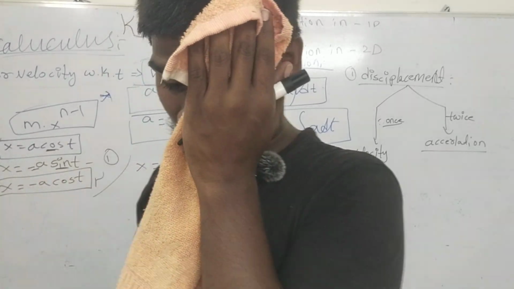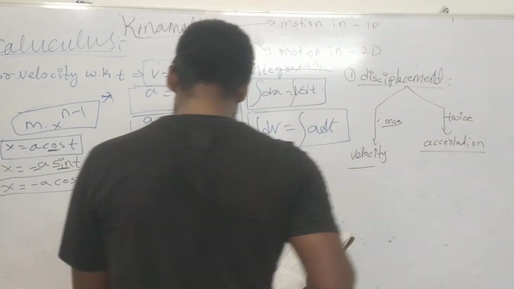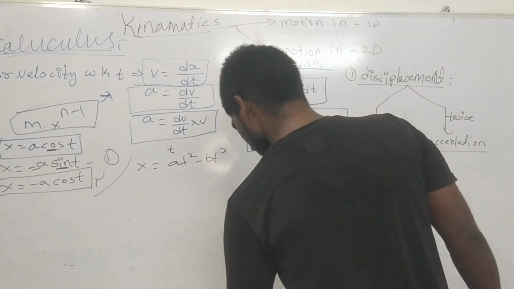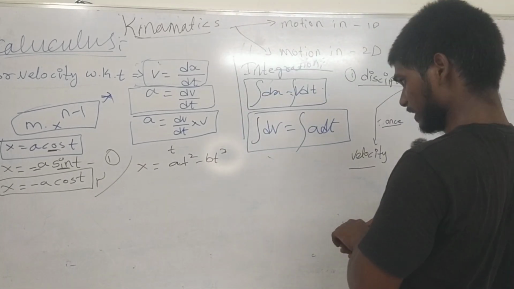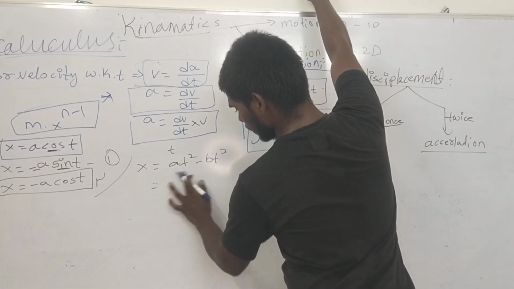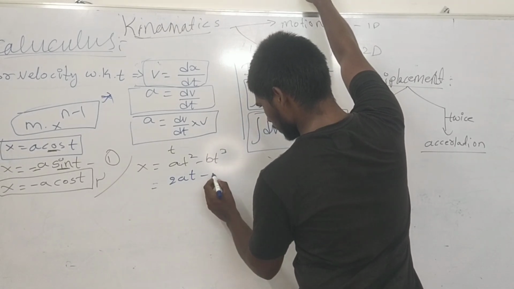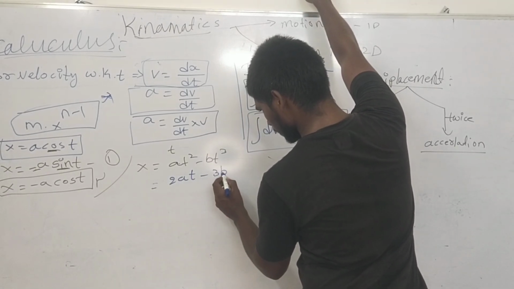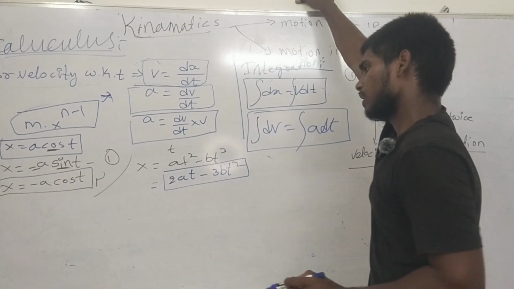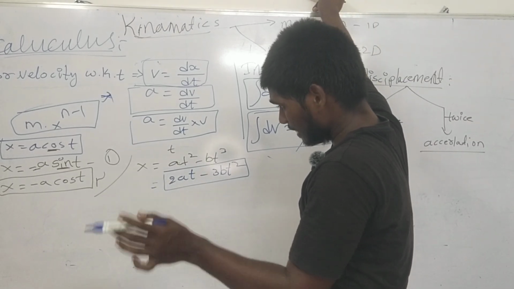Where t is equal to, that's what I was asking. What is the time when the acceleration is equal to 0? So let's see. Acceleration is equal to 0. First we should differentiate, right? If we differentiate this, we get 2at minus 3bt square. This is the velocity, right? They are asking at what time the acceleration becomes 0.